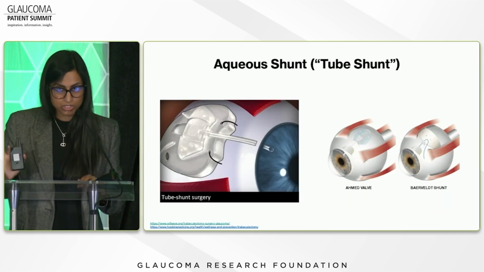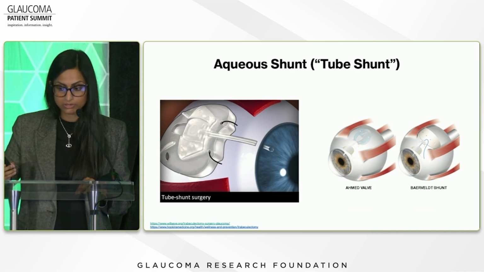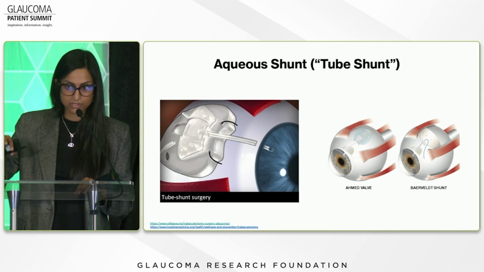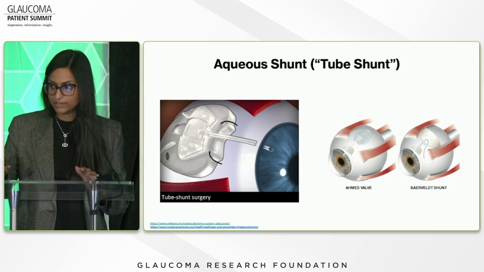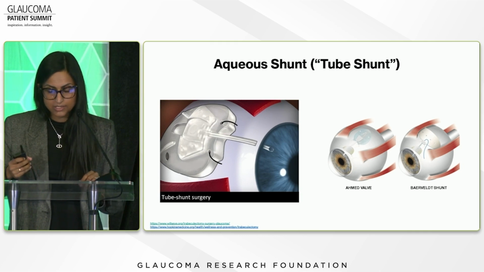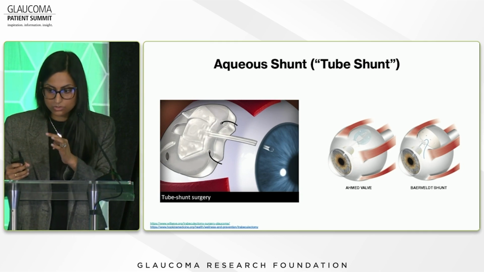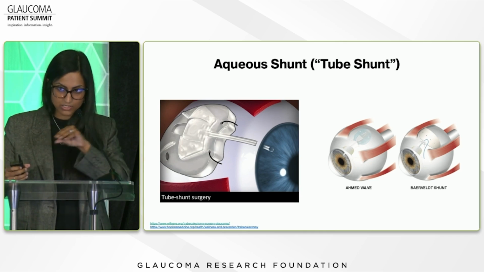So now I'm going to switch gears a little bit and talk about something called an aqueous shunt or a tube shunt. So this is what we were talking about that looks like a computer mouse. It is similar to a trabeculectomy in that it allows the fluid to flow from inside of the eye to the outside. In this case, it's flowing through a tiny little tube. It then goes from the inside of the eye to the outside through that tube.